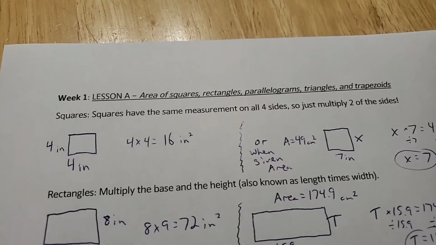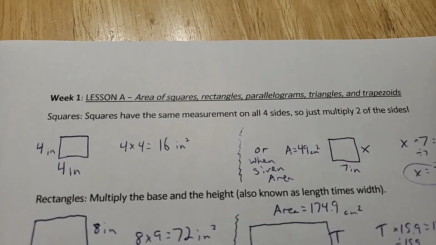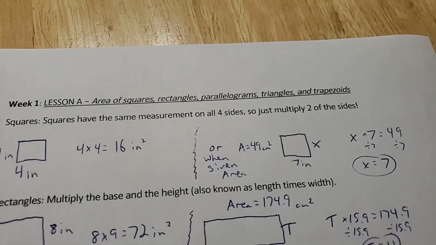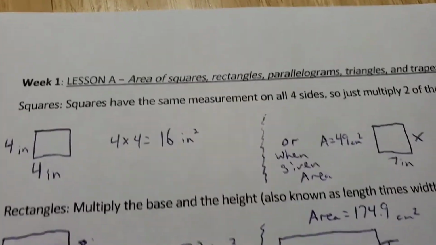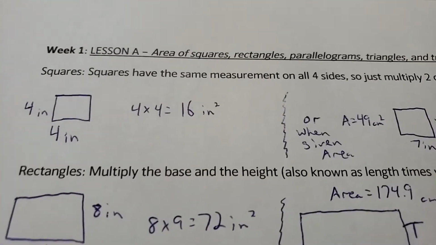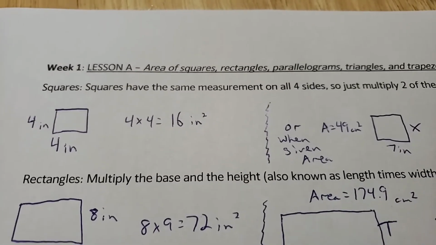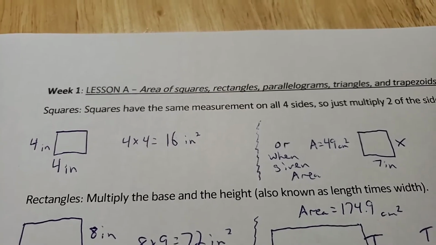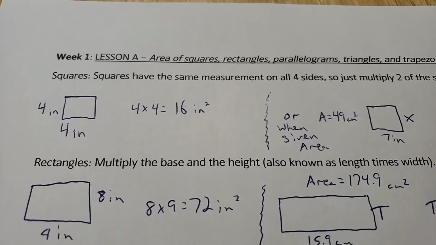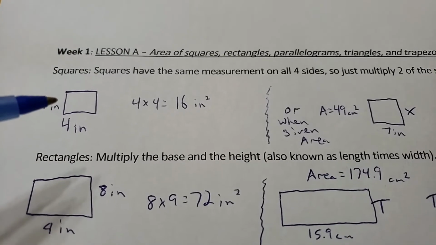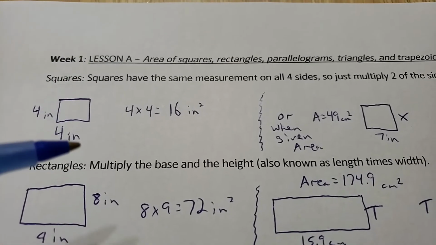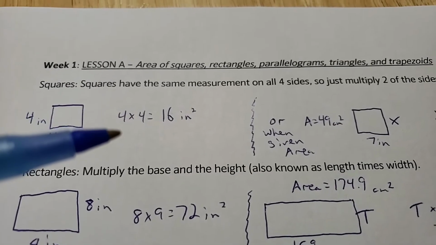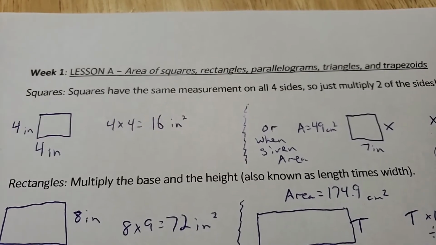Our first topic is for week 1, lesson A. It's the area of squares, rectangles, parallelograms, triangles, and trapezoids. So we'll start off with squares. I know some of you have worked with this area stuff already, from 5th and 6th grade, and we talked about it so far this year as well. But the area of a square is kind of simple because squares have all 4 sides the same. So if you have a 4 by 4 square, all you have to do is multiply it. 4 times 4 gives you 16 square inches.